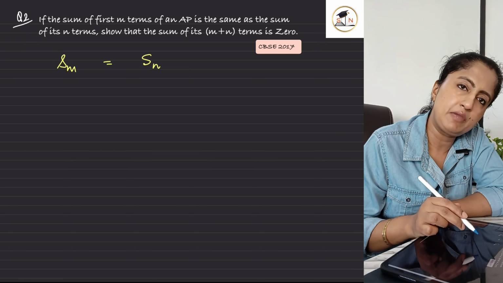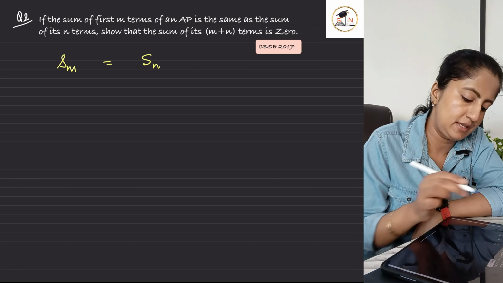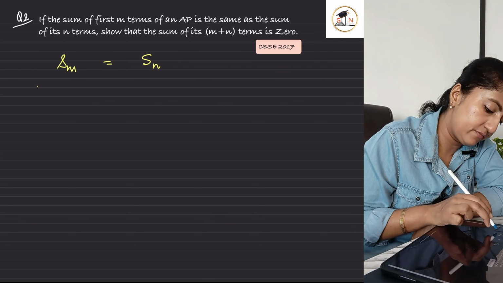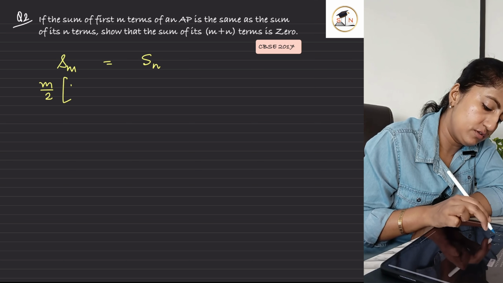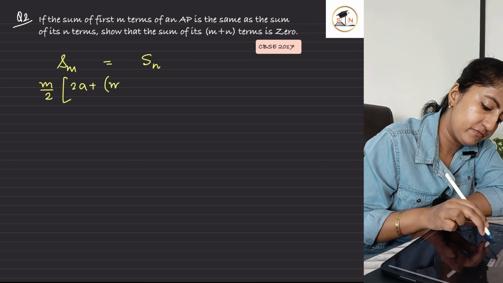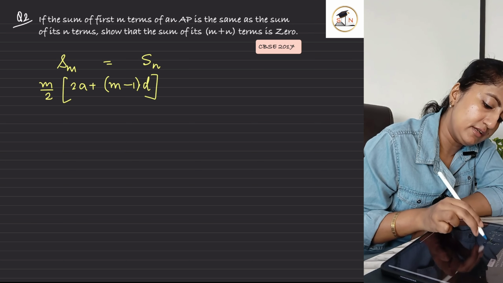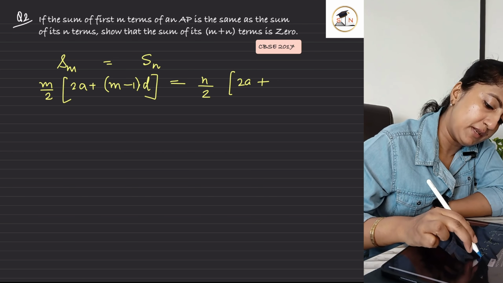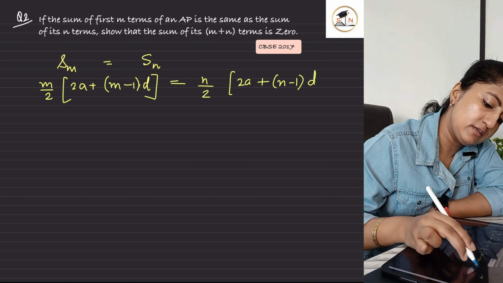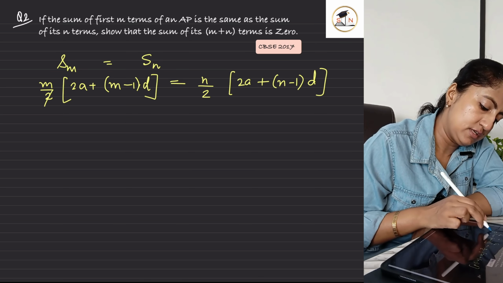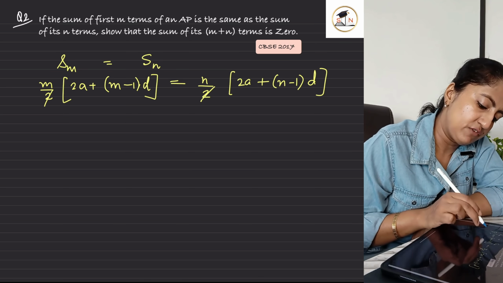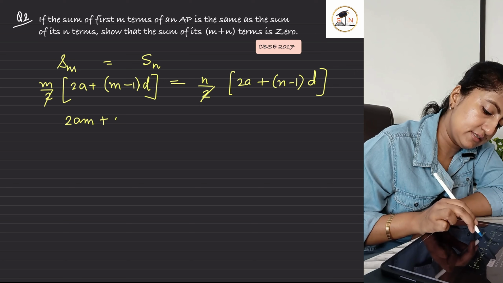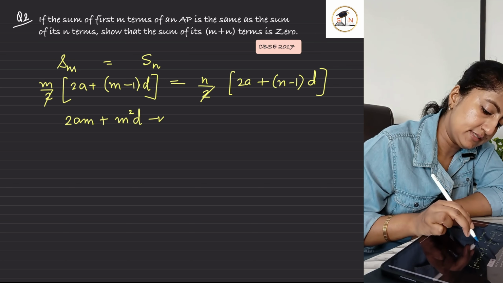Now, they're talking about the same AP, that means a and d are going to be the same. So let's expand both Sm and Sn on each of the sides, which gives us m over 2 times (2a plus (m minus 1) times d) equals n over 2 times (2a plus (n minus 1) d). Okay, now this 2 and 2 got cancelled. We will expand things over here, and that gives us 2am plus m square d minus md.